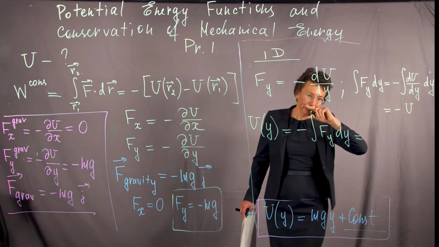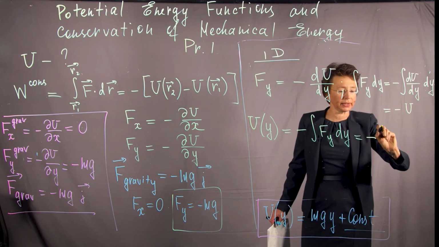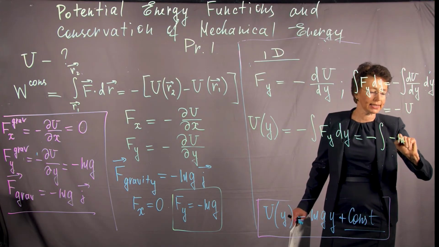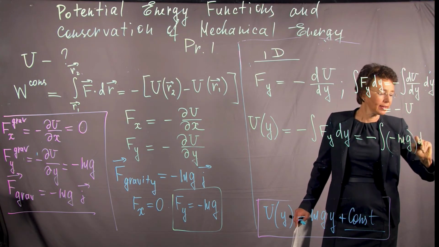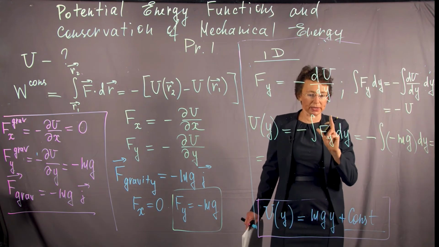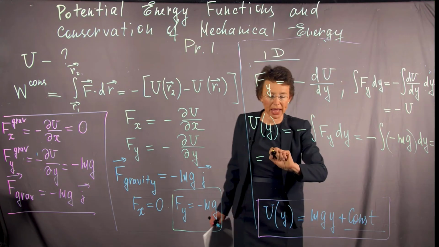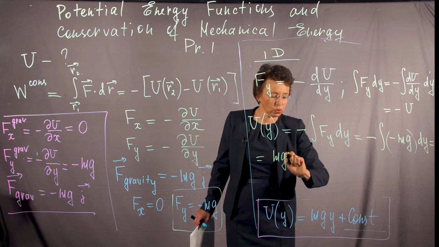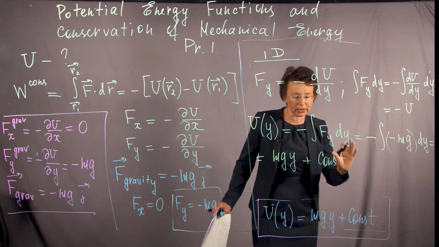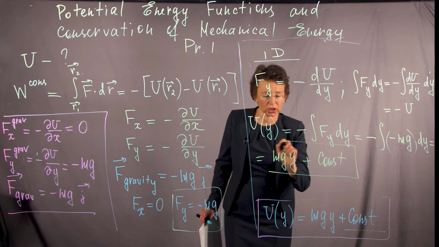Okay, great. So it is minus from the definition. And then it's integral Fy is minus mg dy. We keep going. Please remember, those are indefinite integrals, minus, plus. Guess what? It is mgy and plus constant, it's indefinite integral. We know that we need to add constant. So it is the same expression. It was just twice shorter.